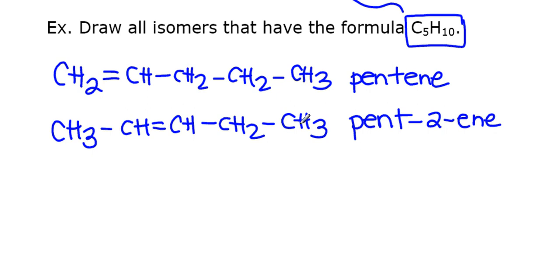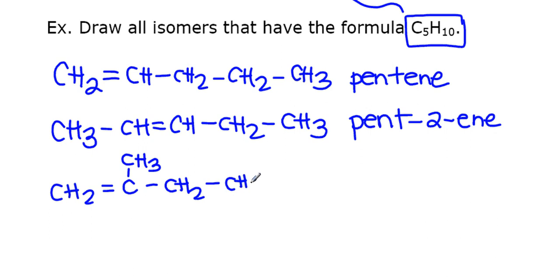Then you can start working through different options. Well, what if I had a double bond on the first position, but what if I decided to throw in a branch? What if I did something like this? What would happen? Do I still have 5 carbons and 10 hydrogens? Definitely. 1, 2, 3, 4, 5. There's 5 hydrogens and another 5 over here, so 10, so that works.